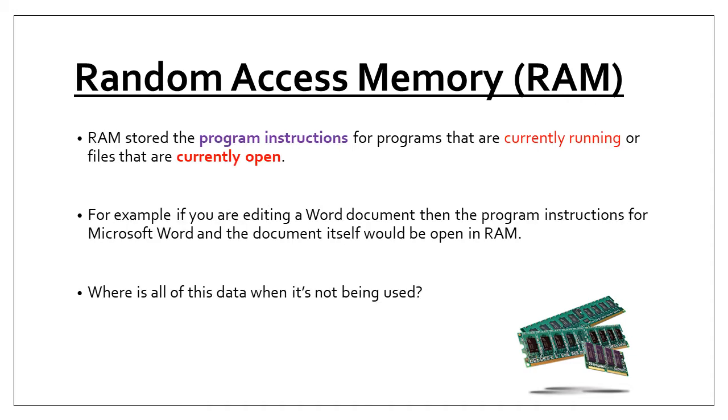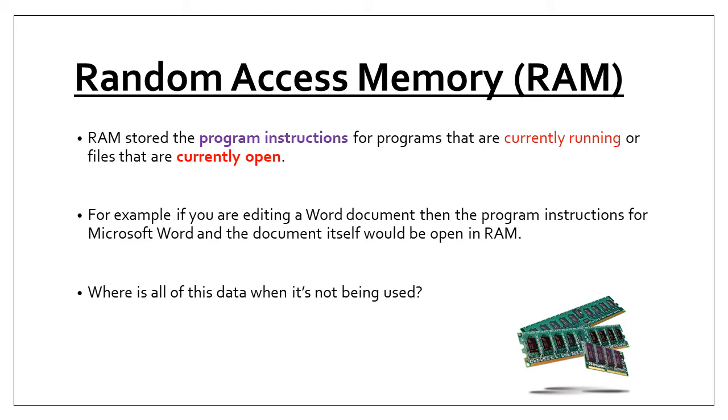What does RAM actually do? RAM stores the program instructions for programs that are currently running or for files that are currently open. For example, in Word, the program instructions for Word and the document itself will be held in the RAM. Whereas all this data, when it's not being used, isn't in RAM.